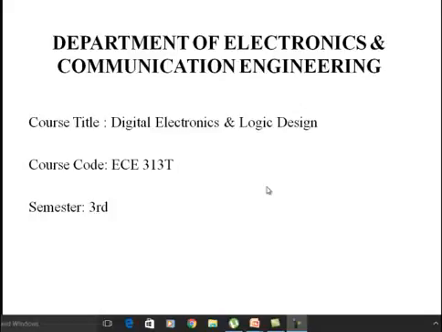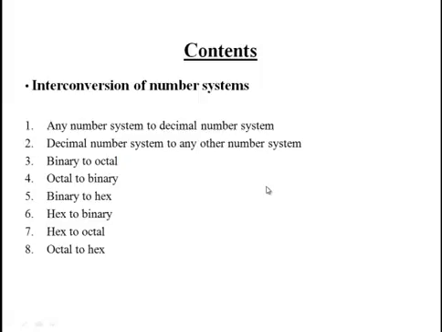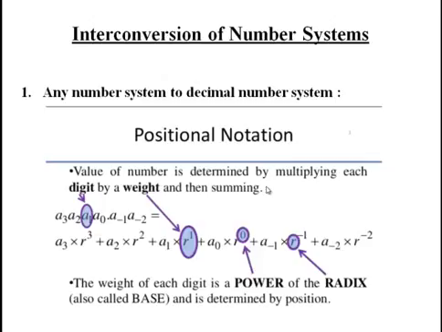The various contents that we are going to discuss in this are interconversion of number systems. The first interconversion is any number system to decimal number system. Another is decimal number system to any other number system. The third is binary to octal. The fourth is octal to binary, binary to hex, hex to binary, hex to octal, and octal to hex.